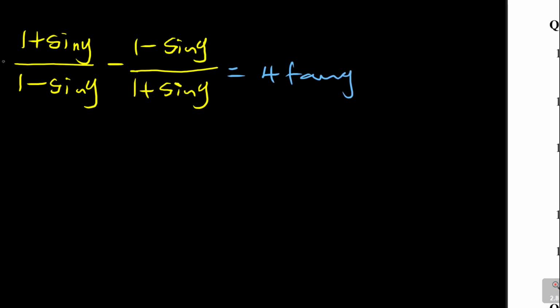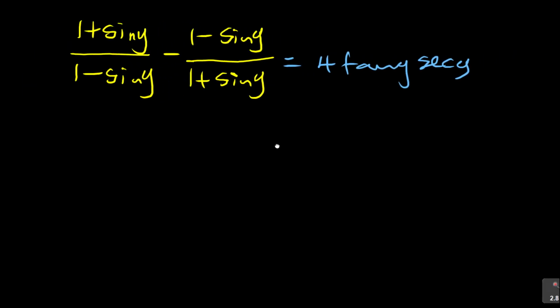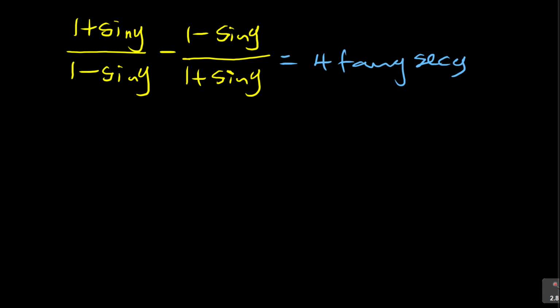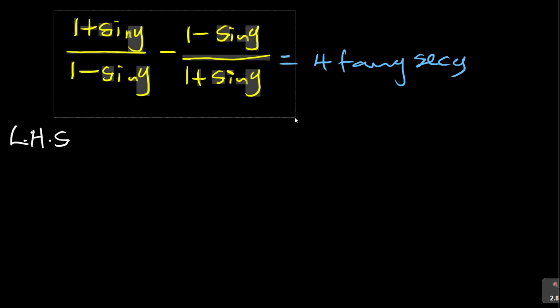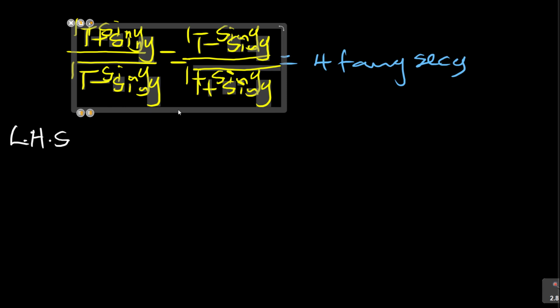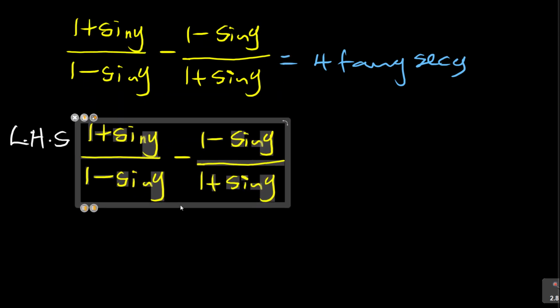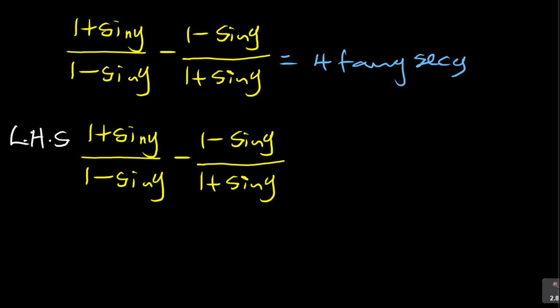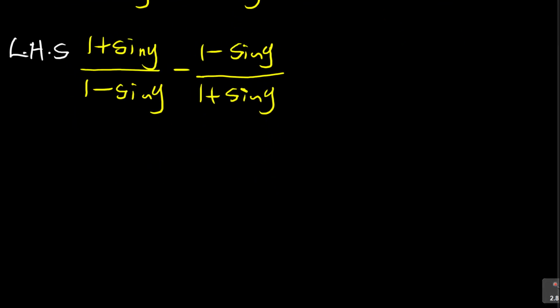Remember, when you're proving, you have to identify which side you want to start with. In this case, I'm going to choose my left hand side, and I'm not going to rewrite it, I've got the advantage of copying it as is. Now I'm going to consider the bottom as my common denominator, which becomes 1 minus sin y for the first fraction, and 1 plus sin y for the other.